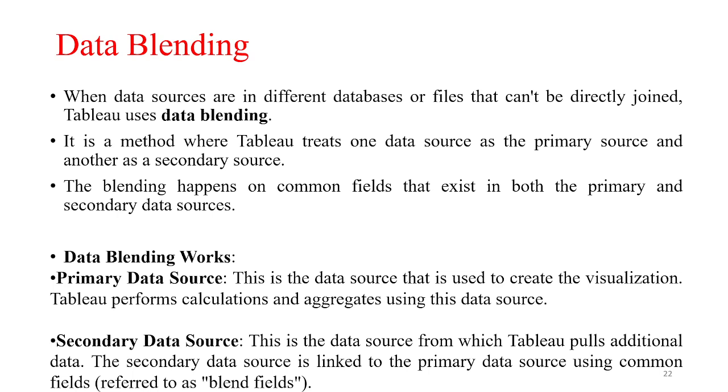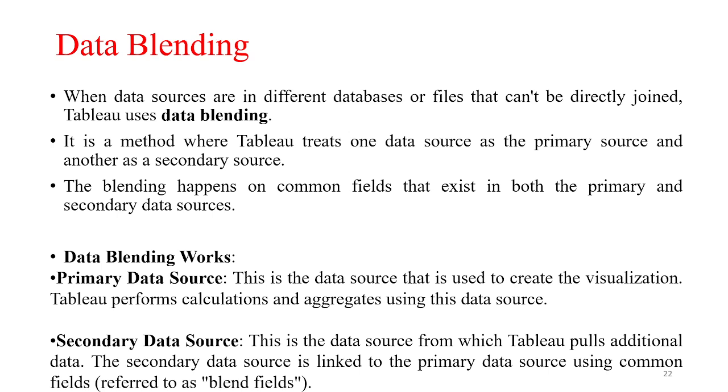So that is data blending. Data blending is nothing but a combination of the joined files. In this method, Tableau treats one data source as the primary source and another as the secondary source. The common field exists in both the primary and secondary data sources in data blending, so it happens on that particular common field only. Data blending works on the primary data source, as I have told.